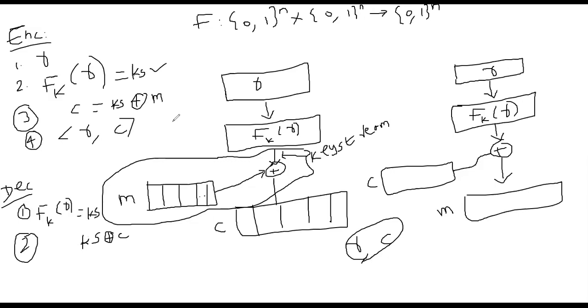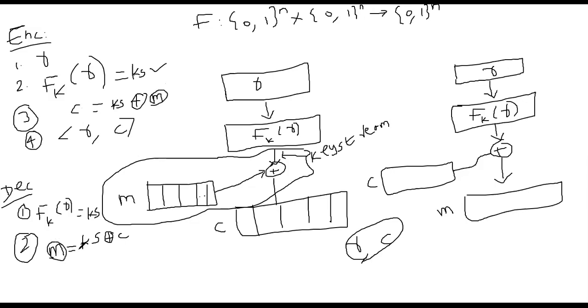So let me clarify that. Maybe I was wrong. We XOR on both sides by KS. So KS on the right-hand side will get cancelled out. So you will be left with the M, which is what we need to recover. Okay. So that's all. Now we got the message that was encrypted. The same message was decrypted here.